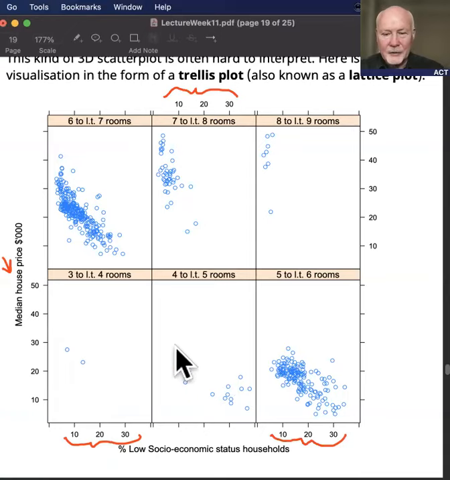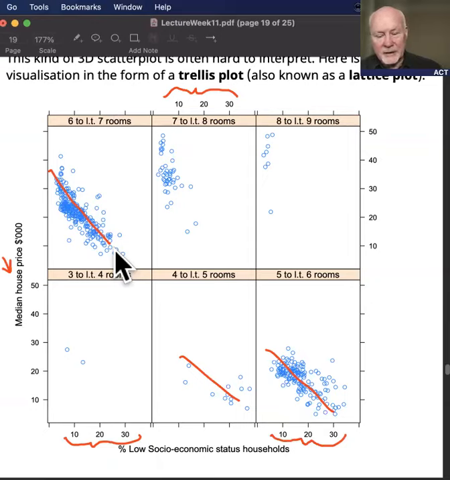dwelling. You've got a few more at 4 to 5 rooms, but you'll see that the bulk of them are in the sort of 5 to 6, 6 to 7, and to some extent 7 to 8 room categories. And you can see the correlation's pretty clear there. It's less clear here. This is almost vertical, and it's almost exactly vertical up here. But what this is showing is that in each of these most common ranges of numbers of rooms, there is a negative relationship between the percentage of low socioeconomic status households and the median price.